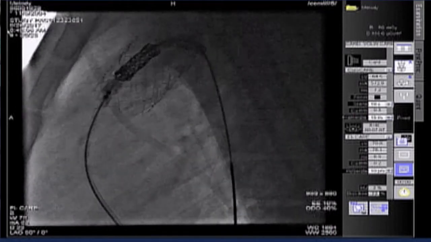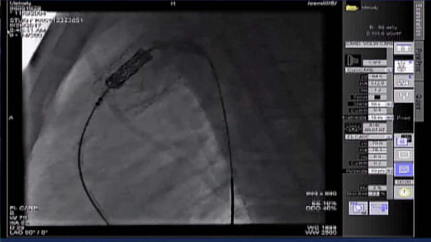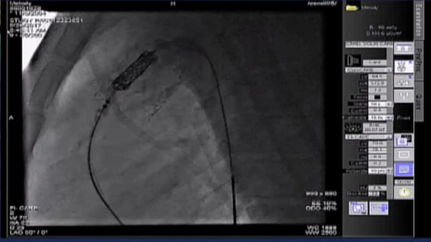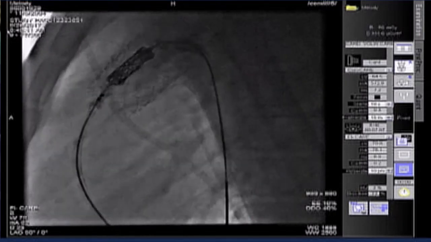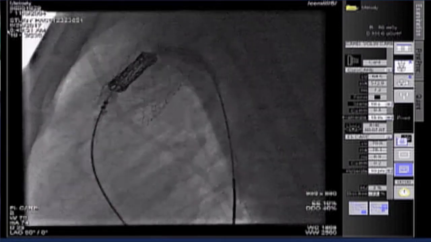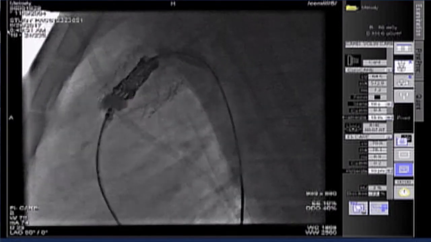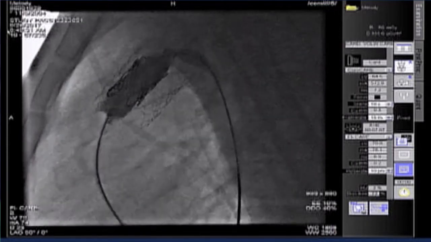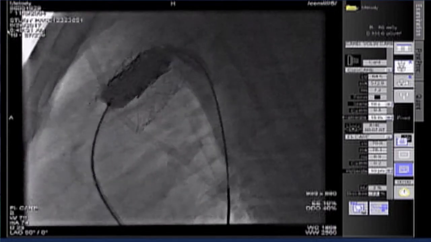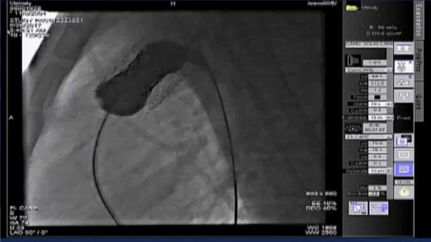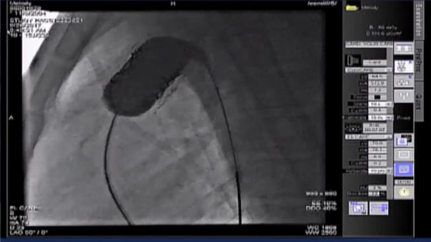And then the next will show you the inflation of the melody. So that's a typical inner-outer balloon. I think you all know that. Inner, outer. And there it is very important to keep pushing until you see the stent of the melody being completely opposed to the previous stent.